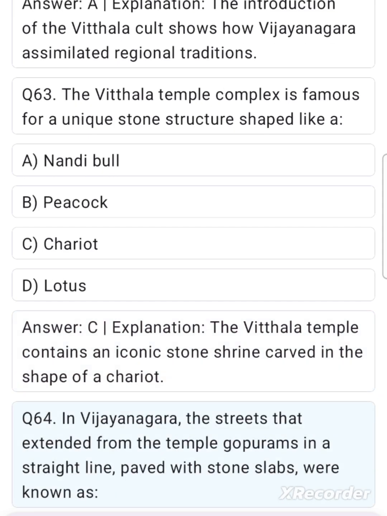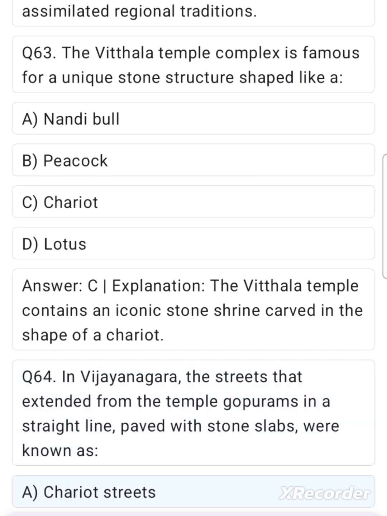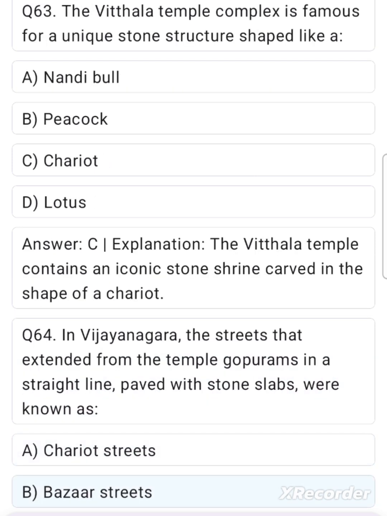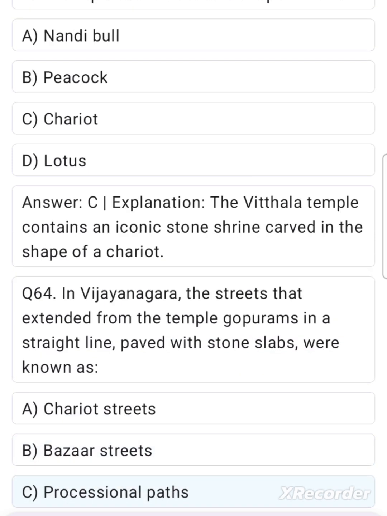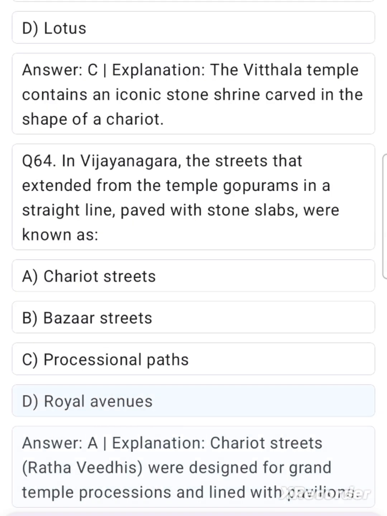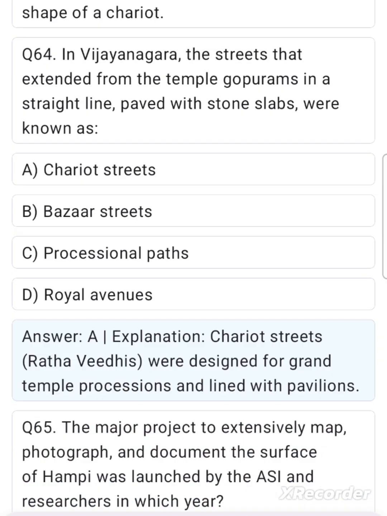Q64. In Vijayanagara, the streets that extended from the temple gopurams in a straight line, paved with stone slabs, were known as: A. Chariot streets. B. Bazaar streets. C. Processional paths. D. Royal avenues. Answer. A. Explanation. Chariot streets, Ratha Vidhis, were designed for grand temple processions and lined with pavilions.